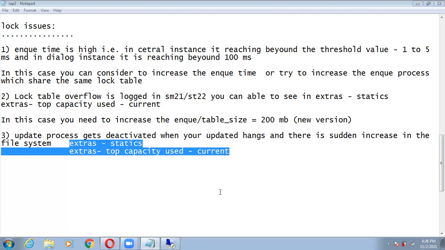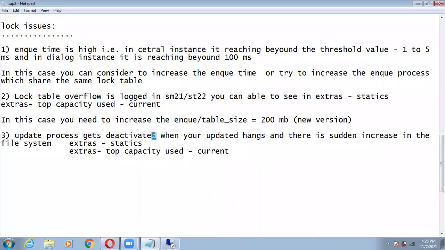Update T code. SM13 sir. SM13 and SM14, but coming to the update deactivate, your T code is SM14. So the T code for update is SM14. Okay, so these are all related to update issues. I am talking about the updates only.